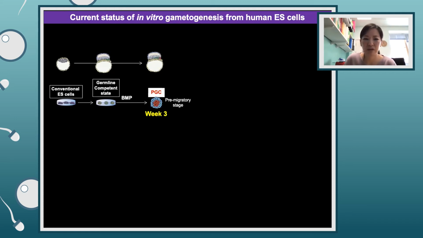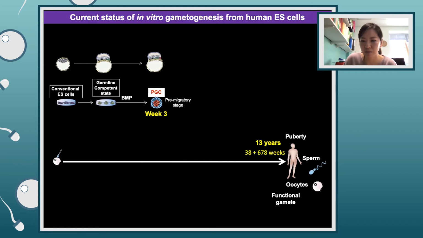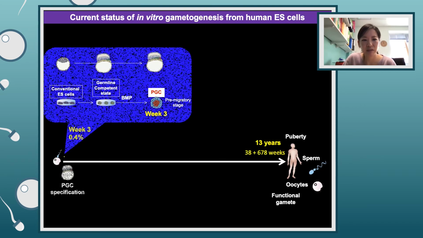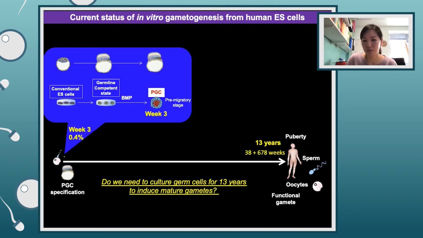So how far are these week 3 early PGCs from functional gametes that are established around puberty? Let's say puberty is 13 years old, which is 678 weeks, adding up 38 weeks of development. The week 3 PGCs are 0.4% of the whole gametogenesis in human. So it seems to be a small progress, but it is an important first step of germline development. Considering particularly the PGC specification, it was essential to have a stepwise developmental protocol. So the key question here is, do we need to culture germ cells for 13 years to induce mature gametes? We still don't know the answer. We might get the answer in 13 years.